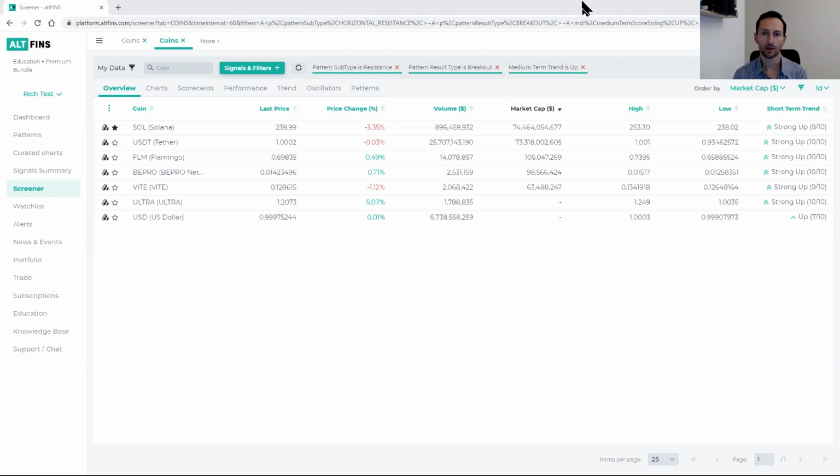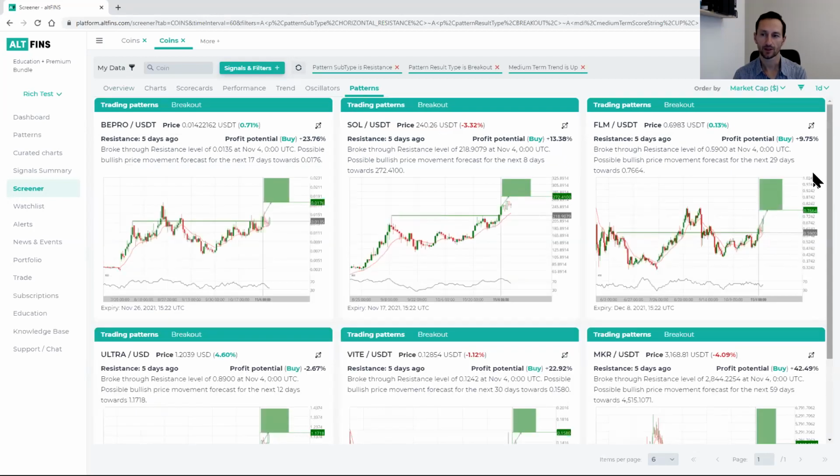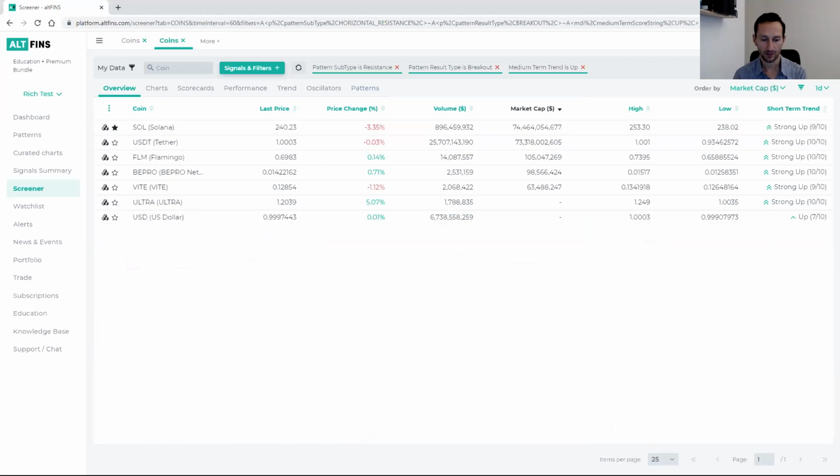So this is another way of looking for patterns, and the advantage of that again is that you can combine it with other indicators or trends and so on, to help you further filter out the results. And then you can look at the patterns tab here and see what the results are, and see if they're tradable or if you're interested in them. So that's another way of going about it.